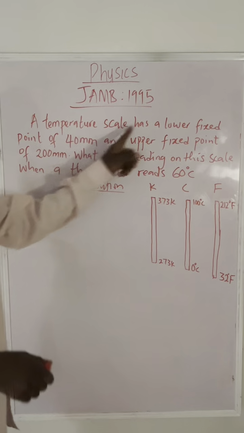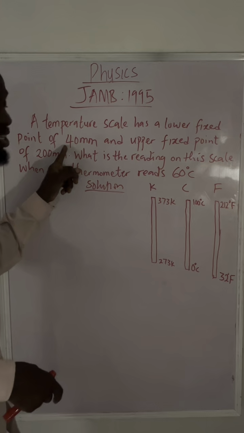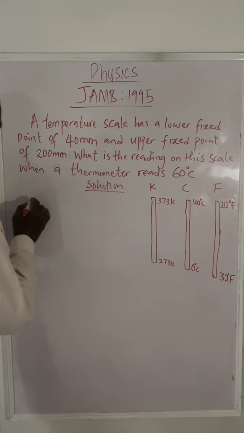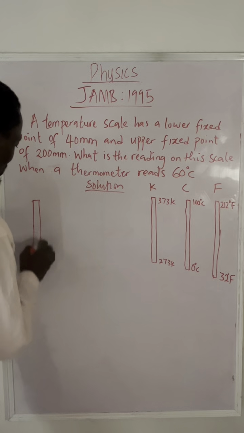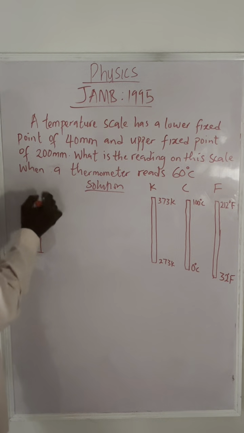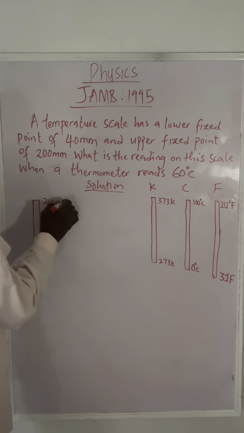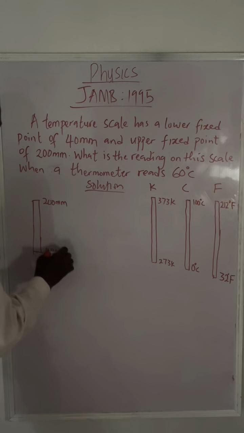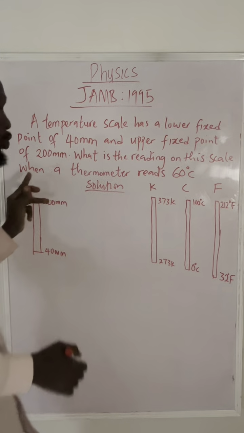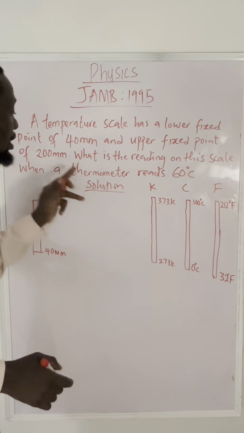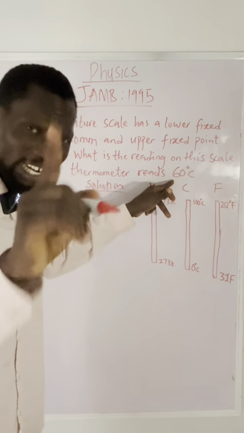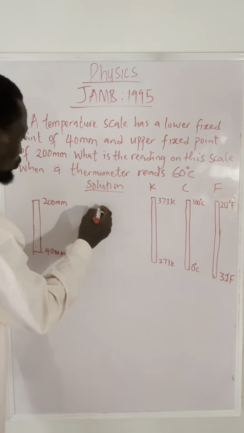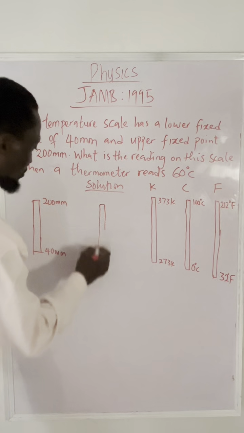Now look at this. A temperature scale has a lower fixed point of 40 mm and an upper fixed point of 200 mm. So I'm going to draw something like this, everyone. The upper fixed point is up here, 200 mm, and the lower fixed point is 40 mm. Now, what is going to be the reading on this scale when a thermometer reads 60 degrees Celsius? It is clear that they are comparing it with the Celsius scale.